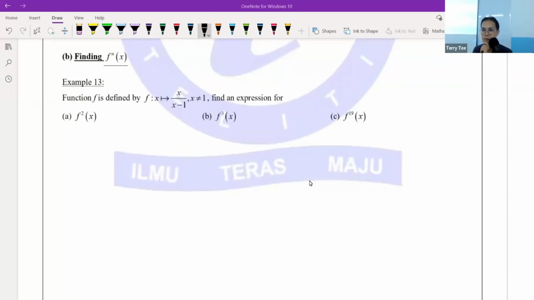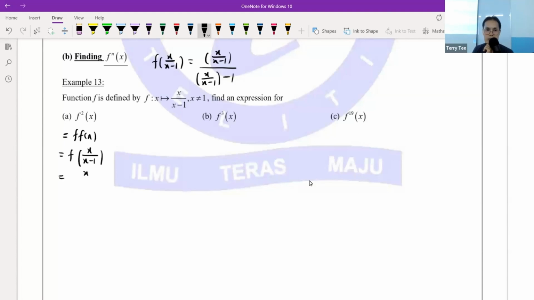Okay, now this one is a bit more challenging. This one, finding f2(x). So the first one, what is f2(x)? f2(x) means f(f(x)), putting f(x) inside f(x). My f(x) is x over x minus 1. I sub inside. Remember, f bracket is bracket over bracket minus 1. If I put x over x minus 1 here, I must put x over x minus 1 here. This will be x over x minus 1 as well.